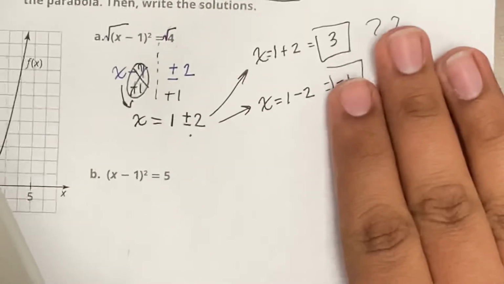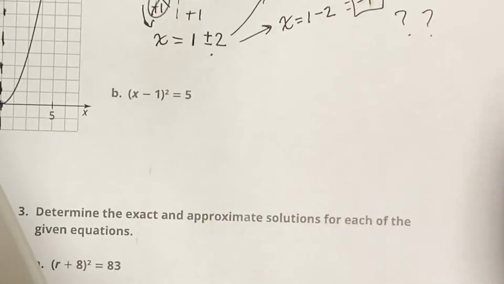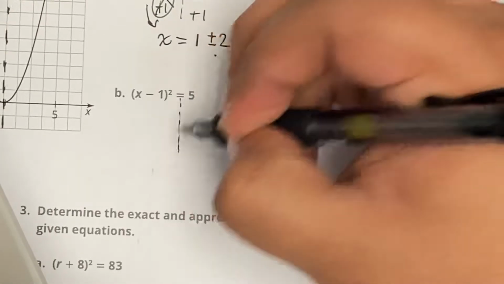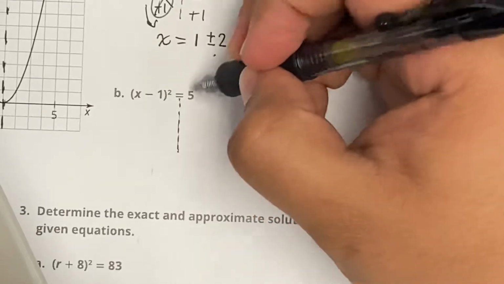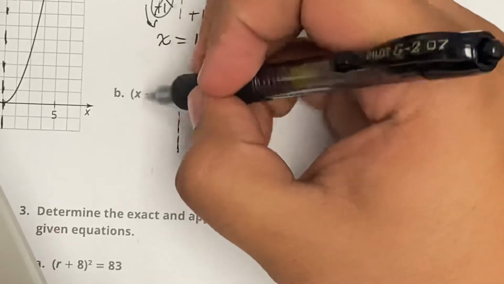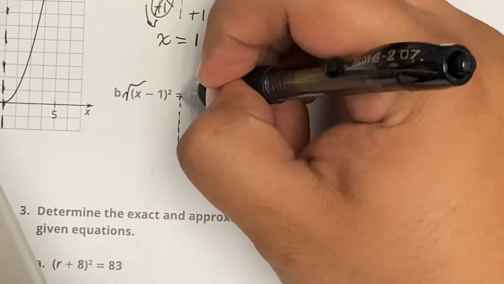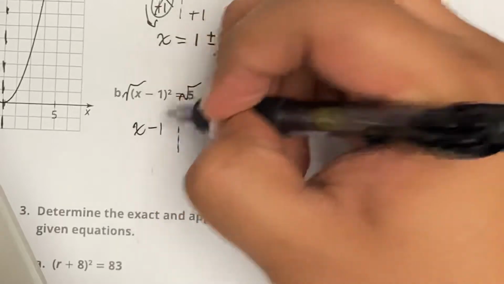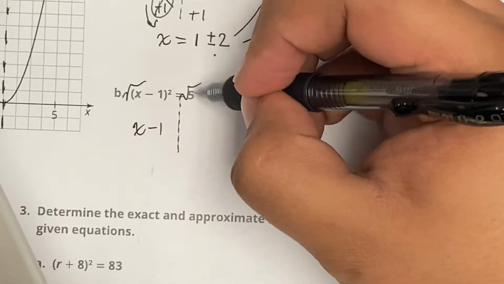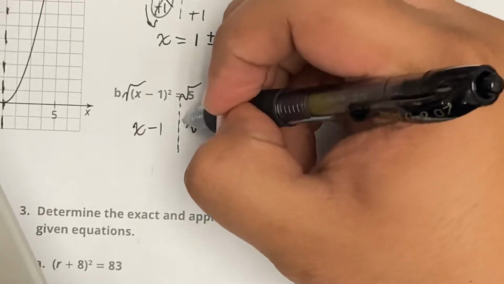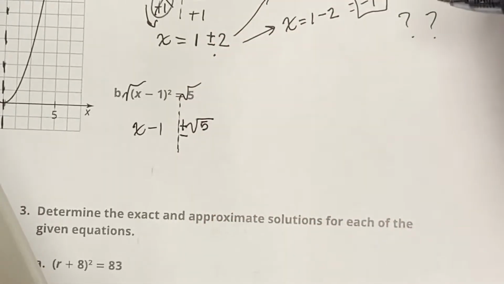Okay, next one. Definitely pause it, maybe try it on your own if you're not sure, because you're like, what the heck is square root of 5? Well, because there's not a perfect number for that, we're going to leave it alone. Square root, that cancels, so I just have x minus 1. Square root of 5 is not a perfect square, so I get to leave it like that, but I have to include the plus or minus sign.